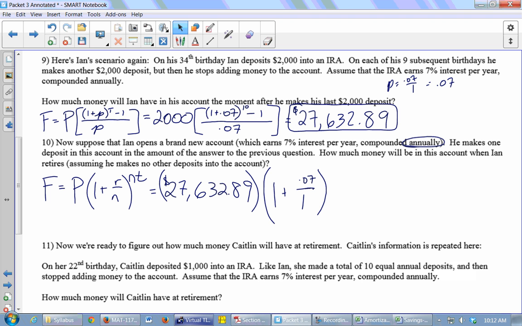Maybe. Let's just count on our fingers just to be safe, because this kind of thing always throws me off. So he puts money in on his 34th birthday, right? And he's going to make 10 total payments. So we have 34, 35, 36, 37, 38, 39, 40, 41, 42, 43. He's 43 when he makes the last investment. How many years from 43 until the 64th birthday?